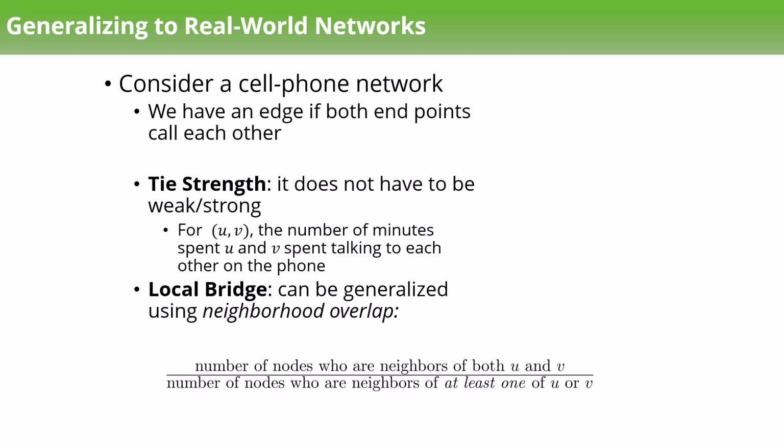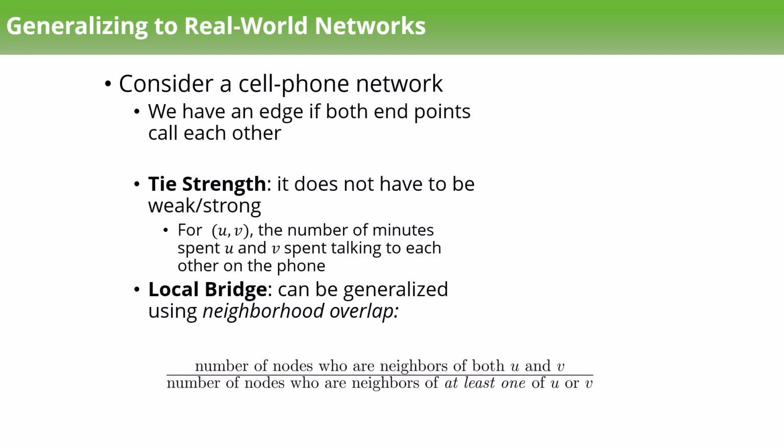Now look at the concept of neighborhood overlap. We compare the neighbors of two connected people. If they have many common neighbors, their relationship is probably within the same community. If they have very few common neighbors, their connection may be acting as a bridge between two different communities. This gives us a quantitative way to understand network structure.